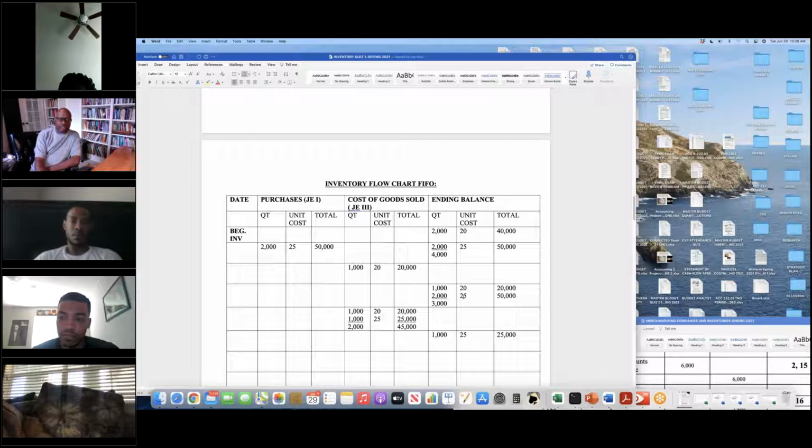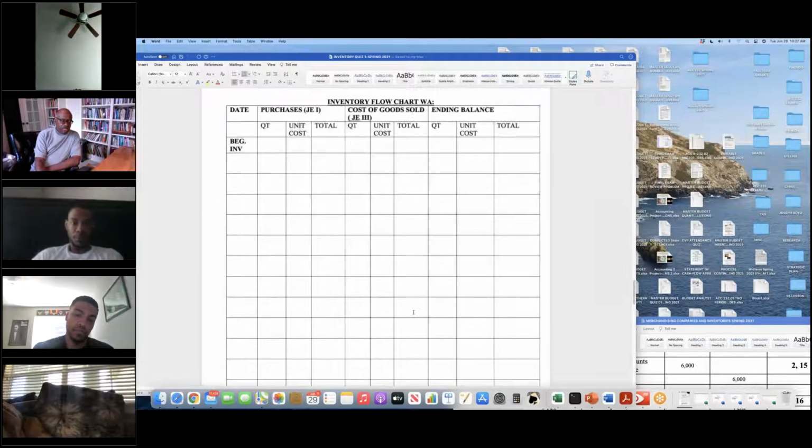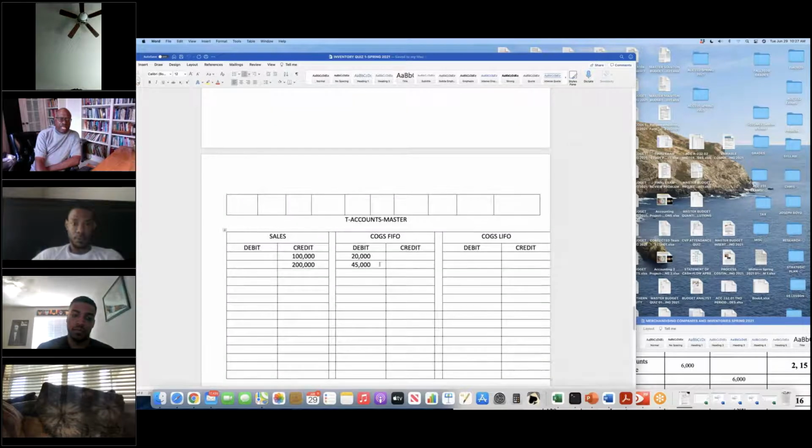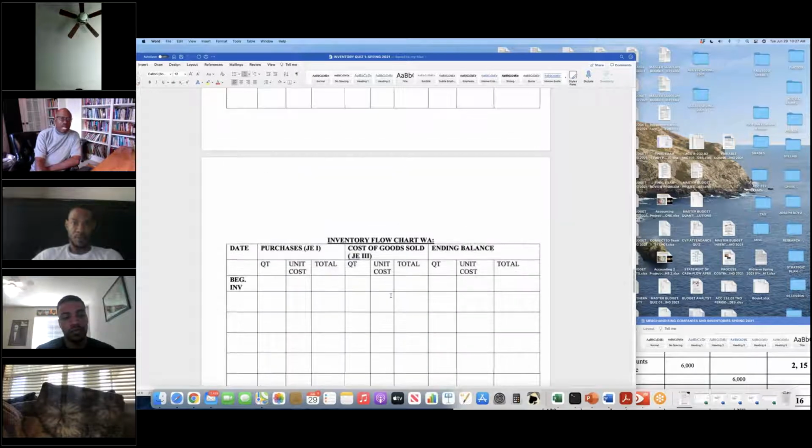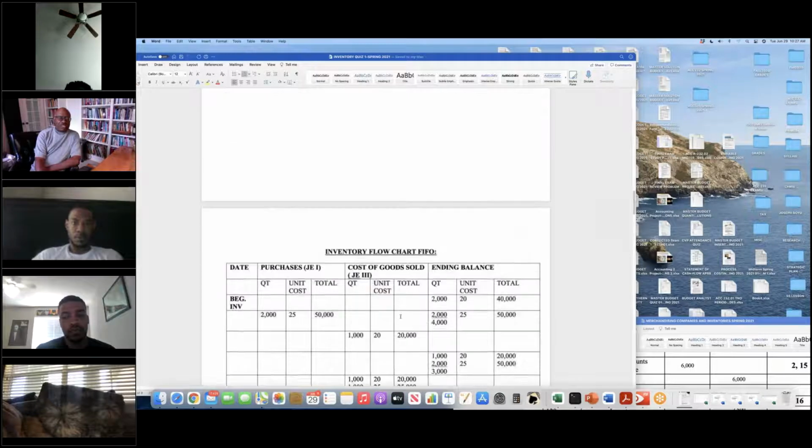So when we sell another 2,000, we're going to sell this 1,000 at 20 first, 20,000. Then we're going to sell 1,000 of the 25. So our total is 45,000. We add these two together. And now left in inventory is simply 1,000 at 25. And so the 20,000 and the 45,000 are placed in that journal entry for cost of goods sold, and they're placed in the T account for cost of goods sold, FIFO. Are there any questions?